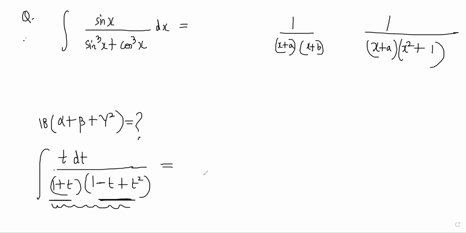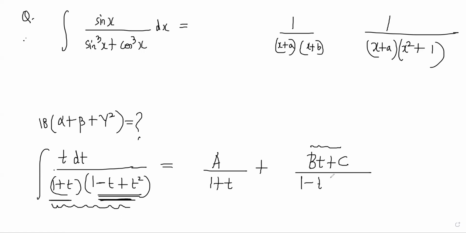So what are you supposed to take here? The differentiation of 1 minus t plus t square? No. You're supposed to take a linear factor for the quadratic one. Correct. If there is a quadratic term here, you'll take a linear one here. If there is a linear term here, you take a constant.